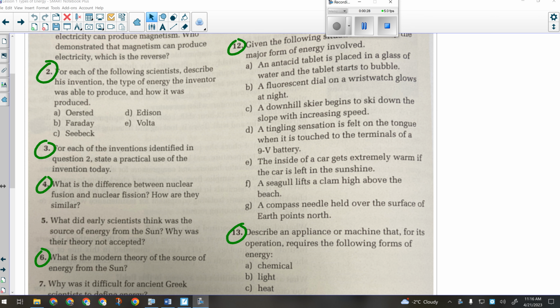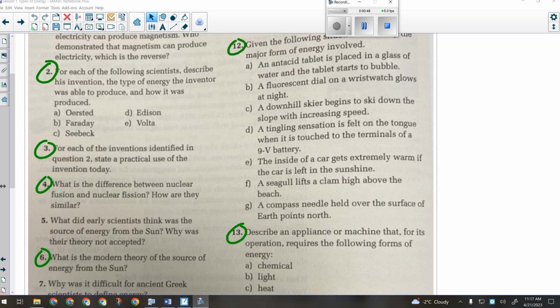Okay. Faraday did the opposite. Faraday was the one who discovered that a magnet could push electrons through a wire and create an electric current, and he built the first generator. Okay. Seebeck built the first thermocouple, converted heat directly into electricity. Okay. Edison built the first light bulb.